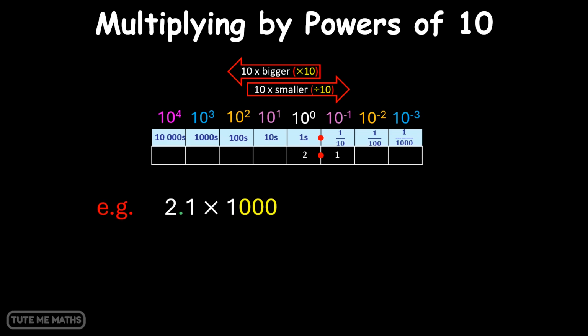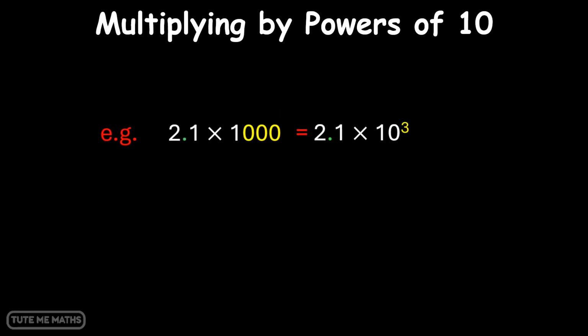If we run out of digits to jump, we simply fill in the extra places we jump with zeros. In this example, we are multiplying 2.1 by 1,000, which is the same as multiplying by 10 to the power of 3. So we jump the decimal point 3 places to the right, filling the empty spaces with these extra 2 zeros on the end.